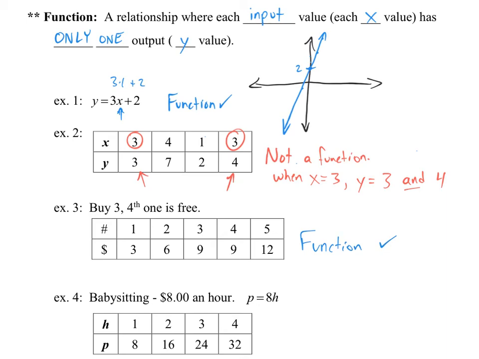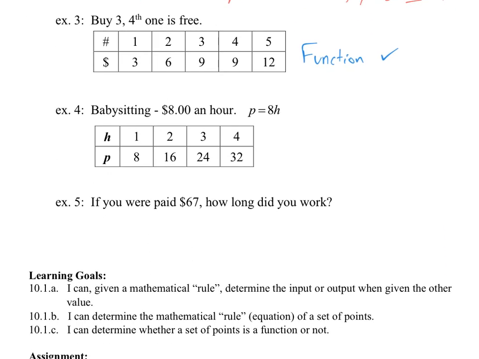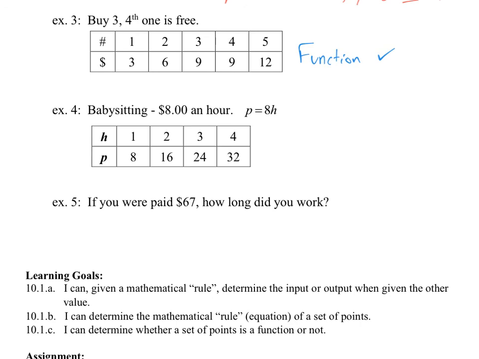But ready for example 4? Babysitting. You charge them $8 an hour because they're a poor teacher or something. I don't know what you charge for babysitting, but my wife handles that. So 1 hour, you get $8. 2 hours, 16. 3 hours, 24. 4 hours, 32. Function, not a function? Function. Because for each x, there's only one possible y value. So function, check. Each x has only one y.